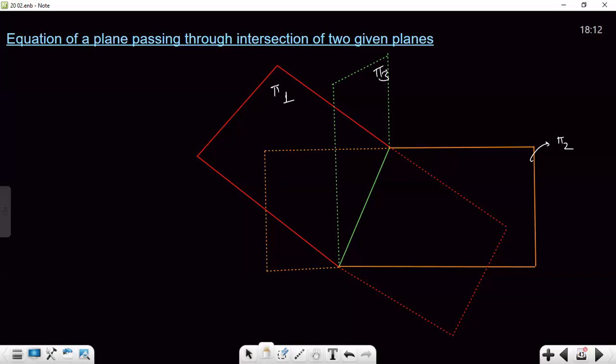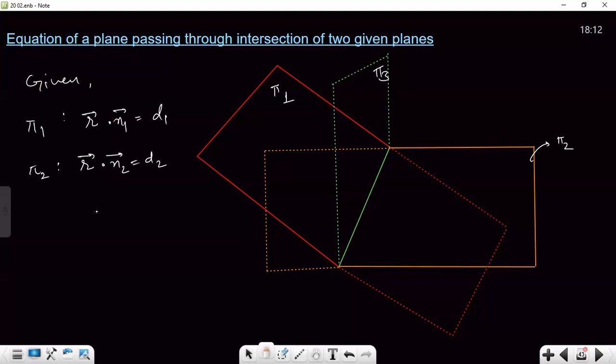Okay, so the given are the two planes. Plane 1, equation is r vector dot n1 vector is equal to d1. d1 is the distance, and n1 is the unit normal vector from the origin to the plane. Given pi 2 as r vector dot n2 vector equals d2.